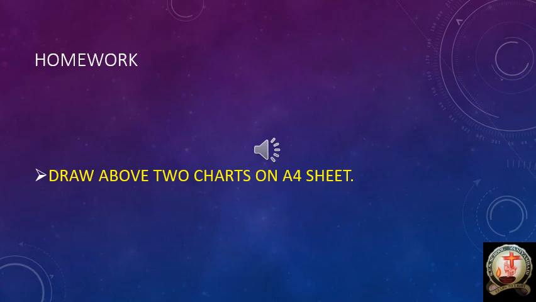Please finish it. In the above class, I explained fundamental units and derived units by the use of two charts. So you can take two A4 sheets. By the use of sketches, you should draw the two charts on the two A4 sheets. Please finish this work and keep it with you. After the school reopens, I will collect this work. Thank you.